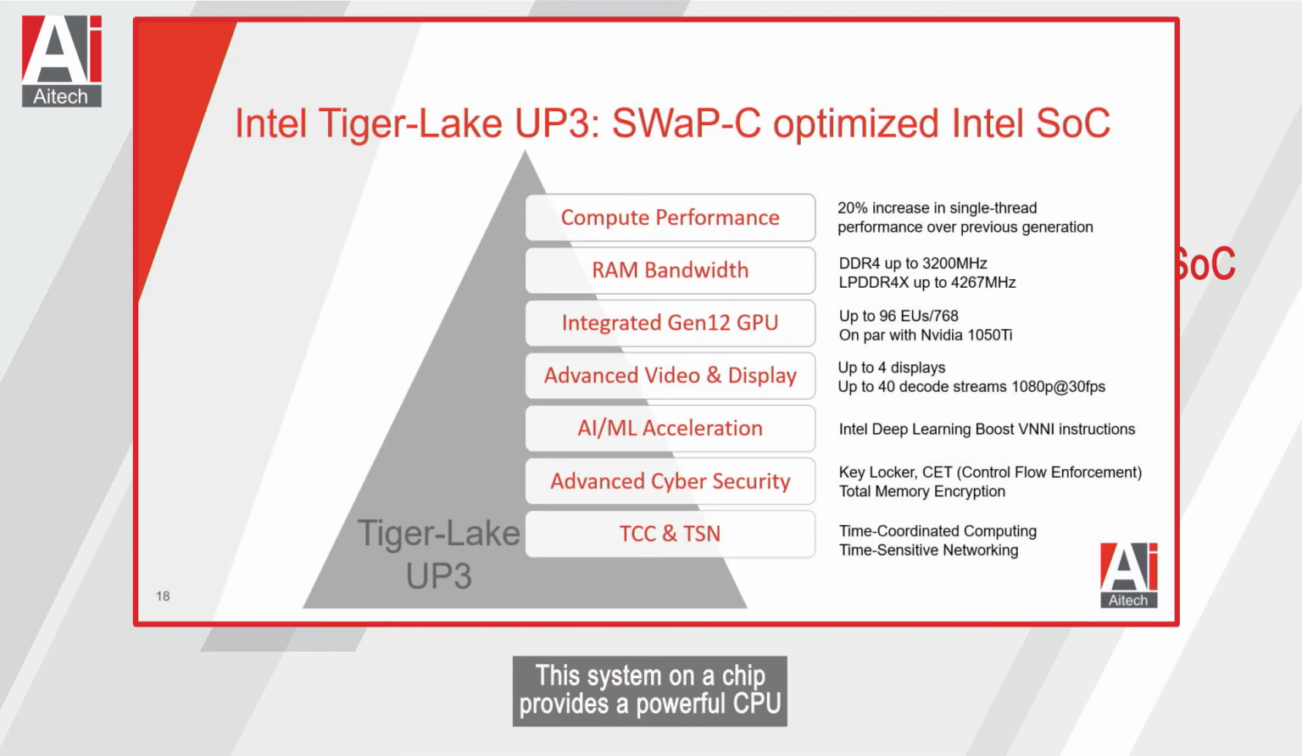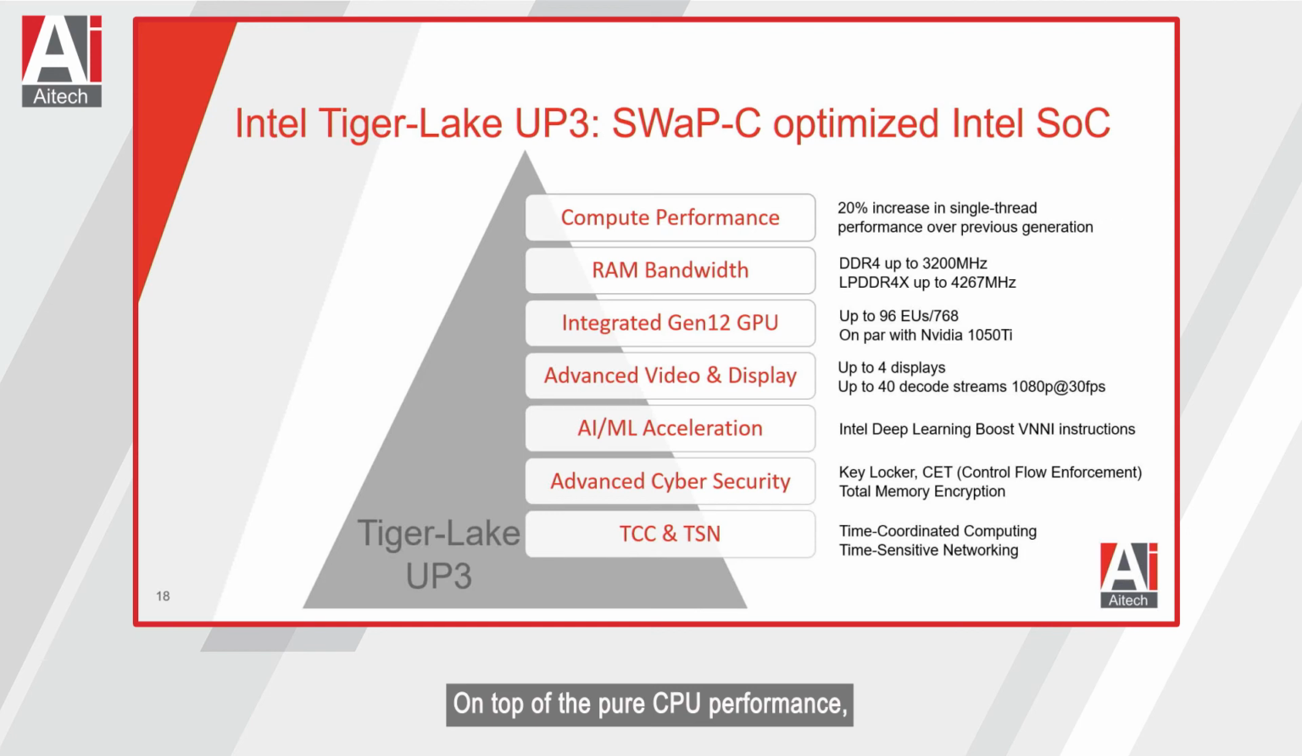This system on chip provides a powerful CPU and a powerful integrated GPU alongside inherent artificial intelligence acceleration instructions, powerful video processing, and security enhancements. All this while keeping the overall power consumption at a low-medium level of either 15 watts or 28 watts, depending on the CPU frequency. And the CPU is based on Intel 11th generation Core with up to 4 cores and 8 threads, and around 20% increase in single-thread performance versus the previous generation.